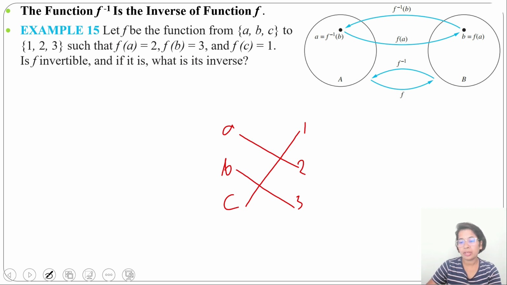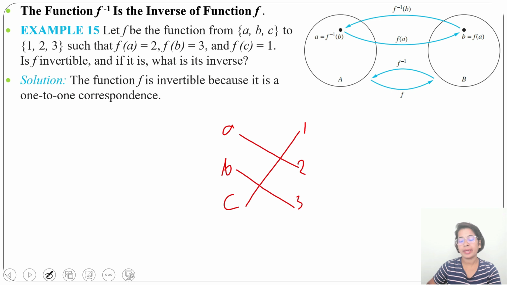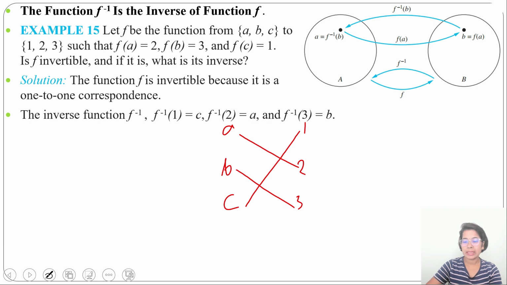Yes, f is invertible as the function is both one-to-one and onto. One-to-one as for a, b, c, different codomain elements are present. F of a is 2, f of b is 3, f of c is 1. All are different, so it is one-to-one. Also it is onto as 1, 2, 3 are all images. As it is both one-to-one and onto, it is a one-to-one correspondence, hence it is invertible. We can find the inverse of it. Now f inverse 1 will be c, f inverse 2 is a, and f inverse 3 is b.